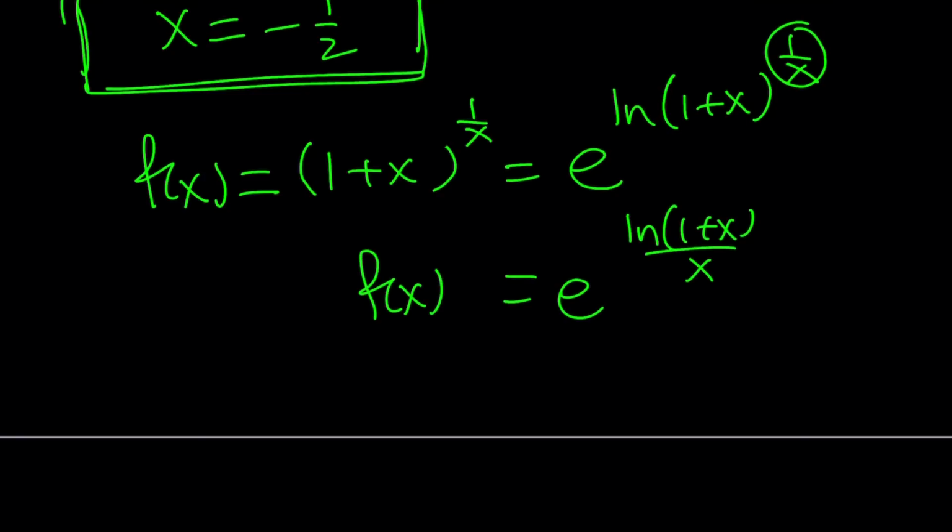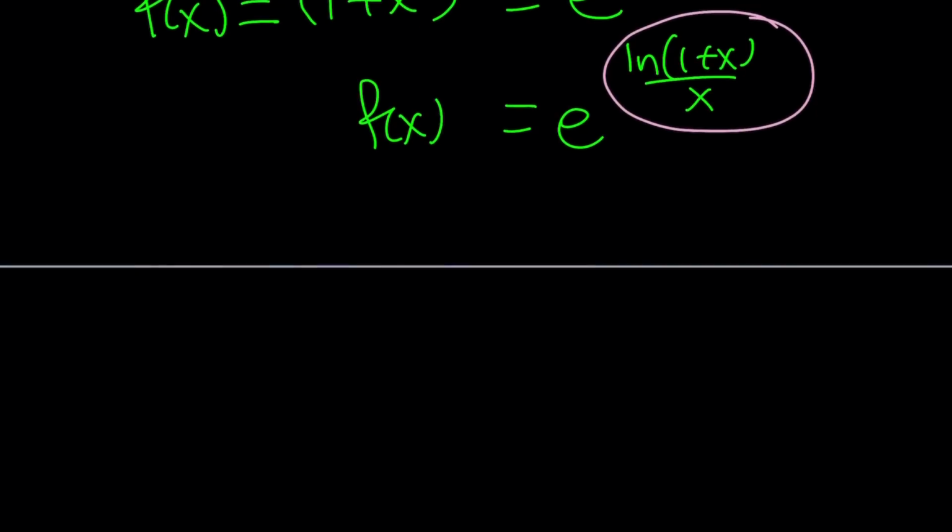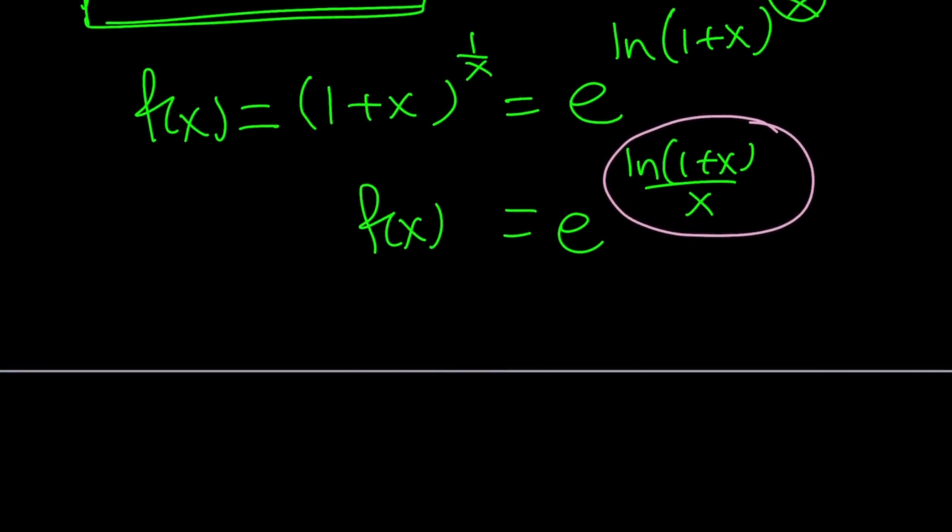So if the exponent is an increasing function, then e to the power increasing function will also be increasing. Otherwise, it is going to be decreasing. But take a look at this. I have ln on top, x at the bottom. The polynomial is going to grow faster. So this is actually going to be a decreasing function. So f of x is decreasing.